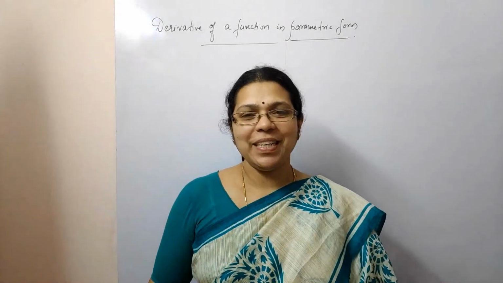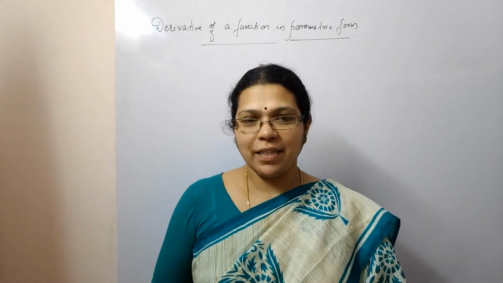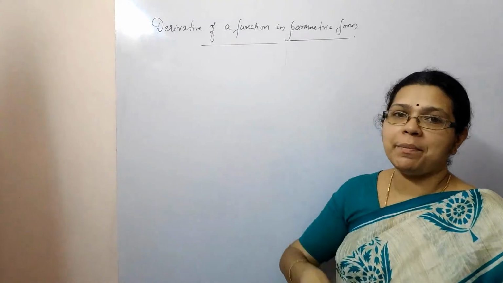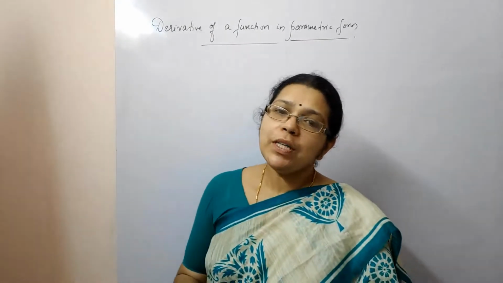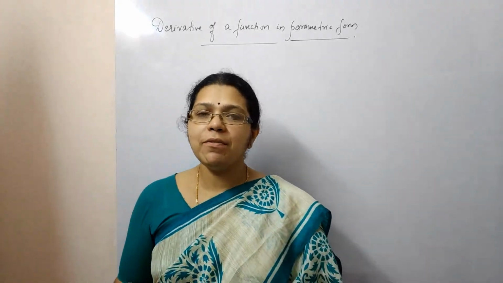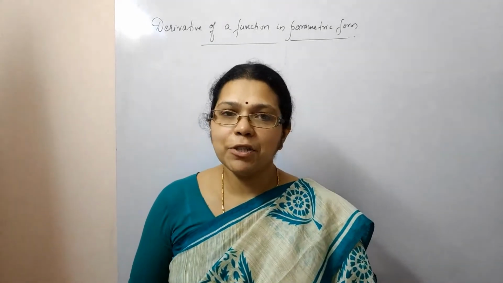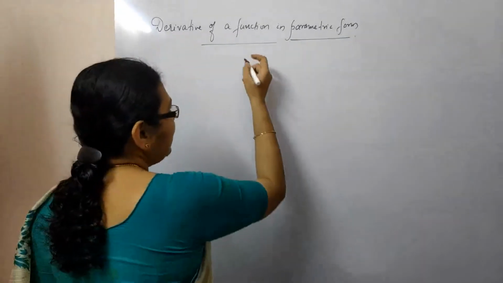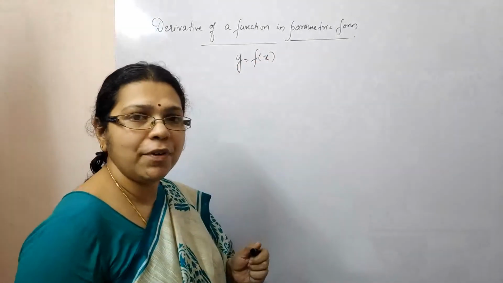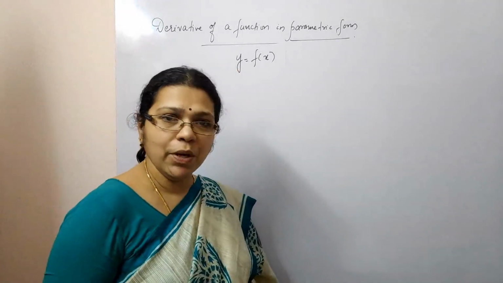So, today we are going to discuss a new topic of differentiation, that is to find the derivative of a function in its parametric form. So, what is a parametric form? Now you know that whenever a function y is given in terms of x, we say y is a function f of x, isn't it? So normally we find the derivative of the function where y is equal to f of x, and you find dy by dx, the derivative of y with respect to x.